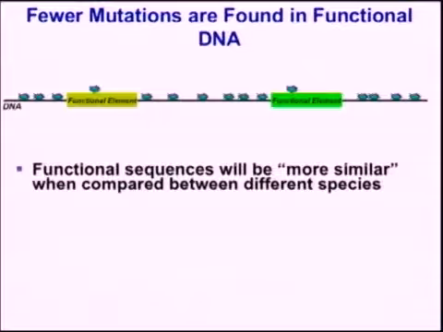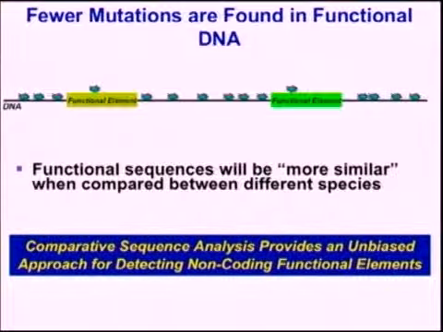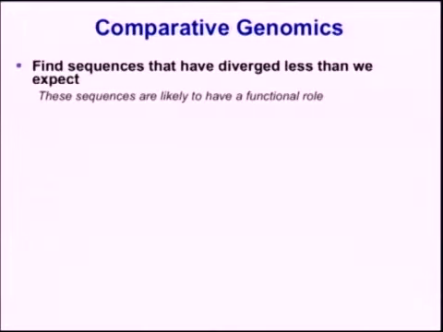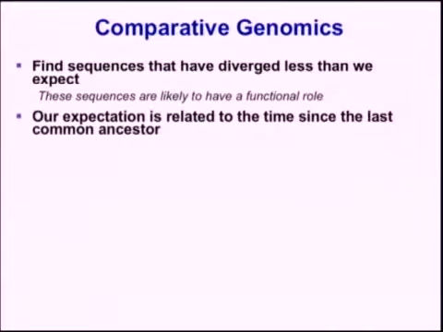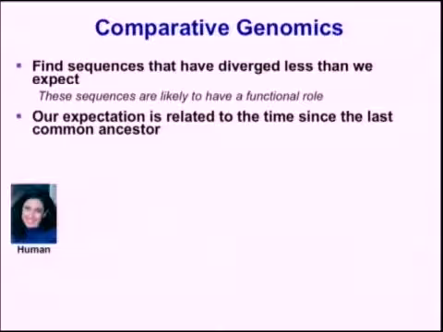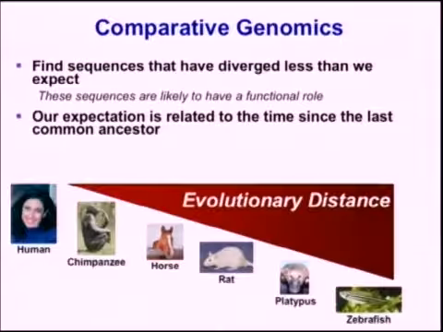So we can essentially develop various algorithms that can apply what we know about evolutionary theory to try and find sequences that have diverged less than we expect by chance alone. And it's for this reason that comparative sequence analysis can provide this unbiased view of where functional sequences exist. Of course, this all depends on what we expect by chance with respect to finding functional sequences, and this all correlates with how distantly related the various species are when we compare sequences.